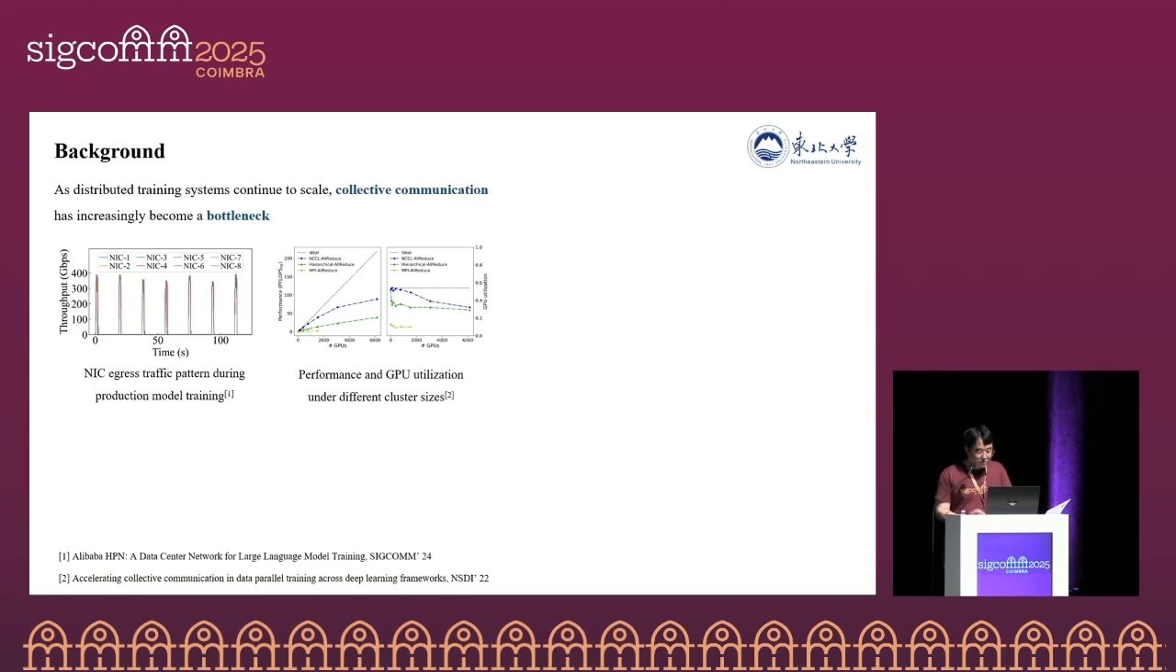As distributed training systems continue to scale, collective communication has become a major bottleneck. The figure on the right shows that as cluster size increases, collective performance drops significantly, and the GPU utilization follows suit. On the left, the NIC egress traffic pattern further highlights the inefficiency of current communication strategies.